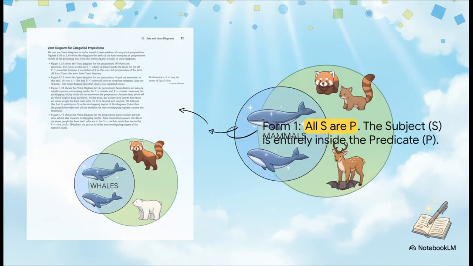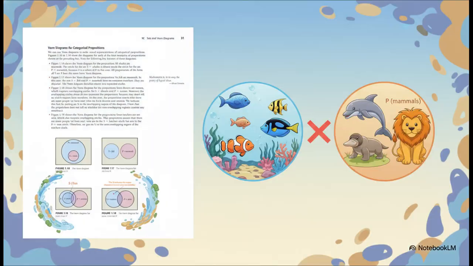So, form number 1 is the big universal claim. All S are P. A classic example is all whales are mammals. When you draw this, it's a simple subset. The whole circle for the subject, whales, is tucked completely inside the circle for the predicate, mammals. Every single one. Form 2 is also universal, but it's a universal no. No S are P. Like no fish are mammals. The Venn diagram for this one is super clear. The S circle for fish and the P circle for mammals are totally separate. They're disjoint. They don't touch at all.